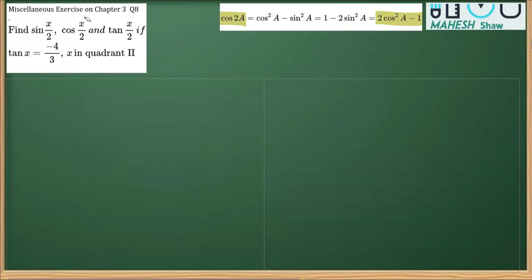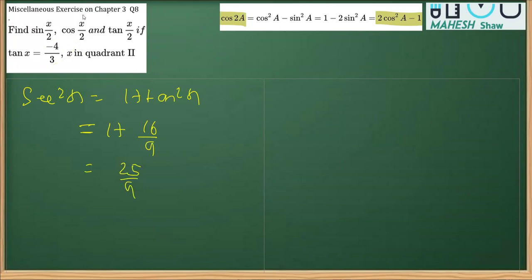Now, the very first thing that we'll do is to convert tan in terms of sec. We know that sec squared x is equal to 1 plus tan squared x. So replacing tan with its value, that is minus 4 by 3, whose square is 16 by 9, it's going to be 25 over 9. And therefore, sec x should be plus minus under root 25 by 9. Now check the quadrant. x lies in the second quadrant, and in the second quadrant, sec is negative. So I'll be placing a minus sign.